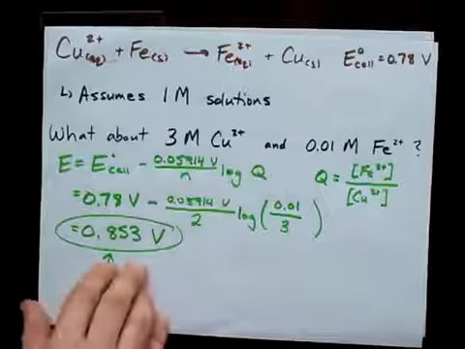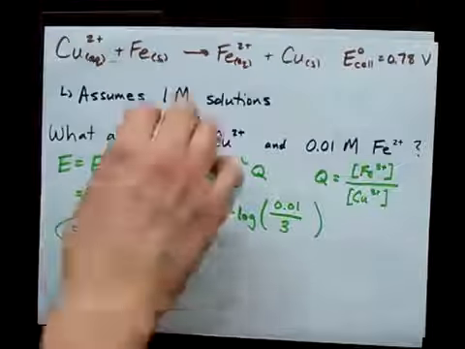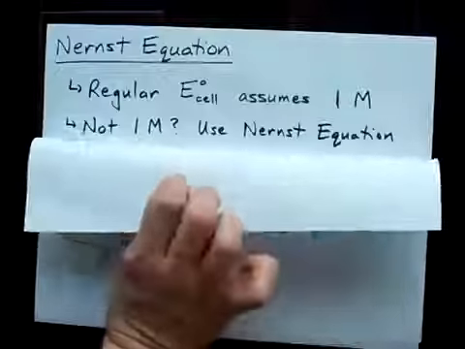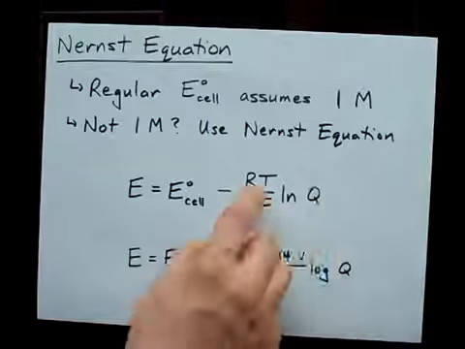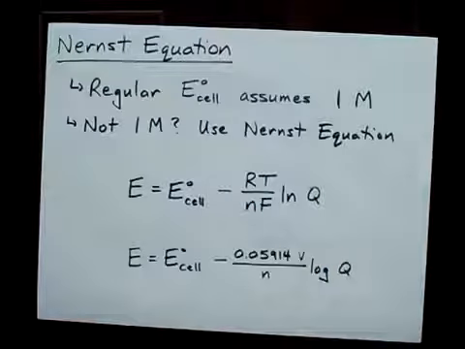That's how you use the Nernst equation to account for non-1 mole per liter aqueous solutions. Remember, you can use either of them, and this is the one you've got to use if you have to plug in your own new temperature.